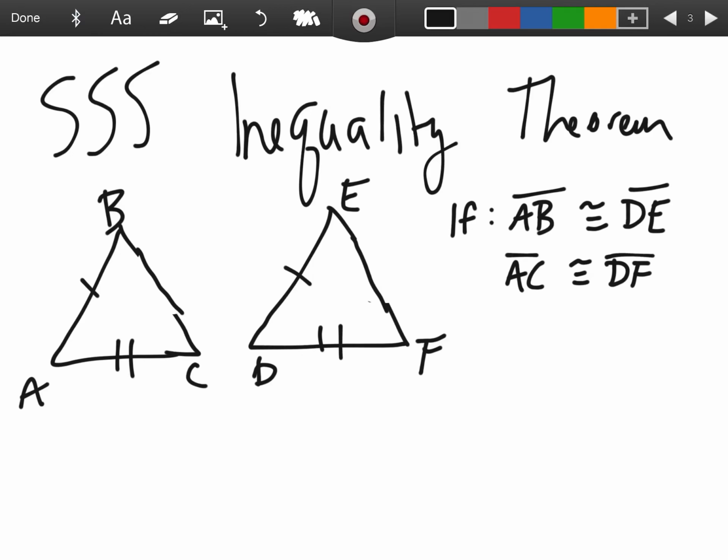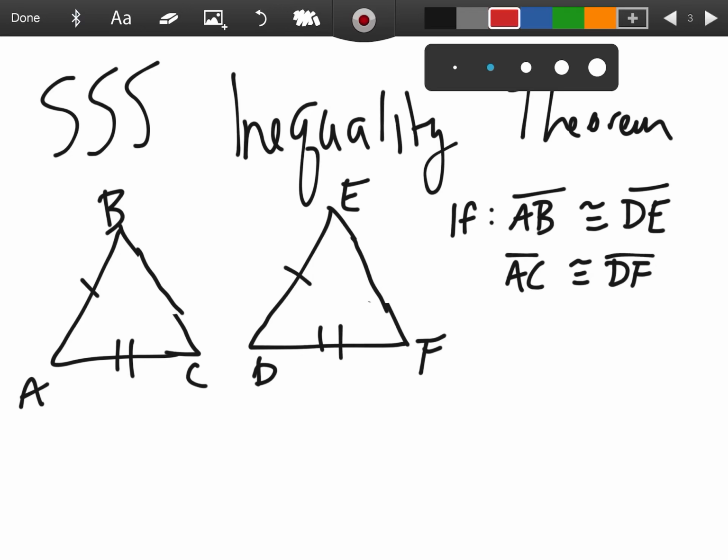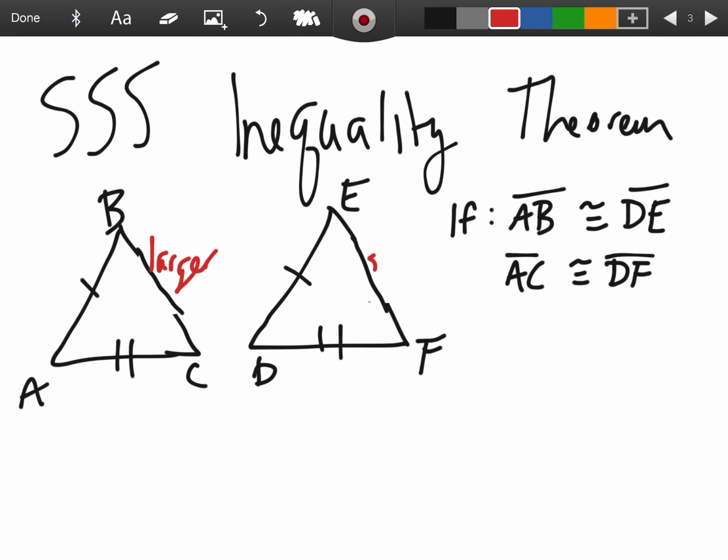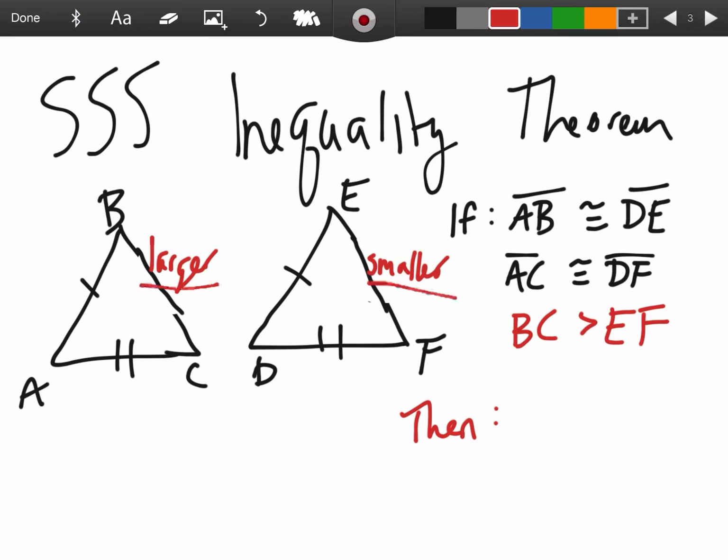Now, boom, here's where the inequality comes into play. Instead of knowing that BC is congruent to EF, I know one of them is bigger than the other. For the sake of this problem, let's just say that BC is larger than EF. So BC is greater than EF. Then what does that tell me? That tells me that the angle opposite the larger side is greater than the angle opposite the smaller side. So the measure of angle A is going to be greater than the measure of angle D. That's the SSS inequality theorem.